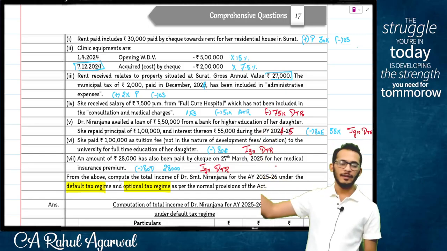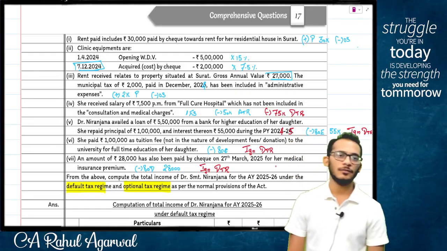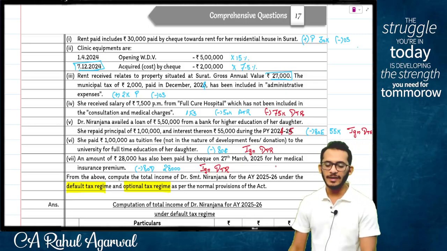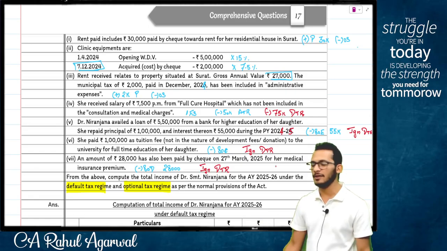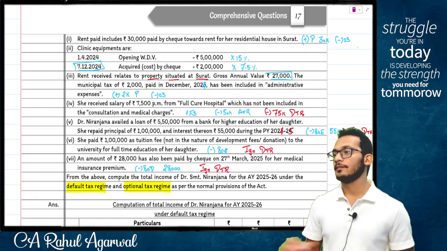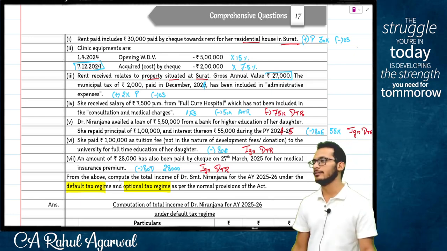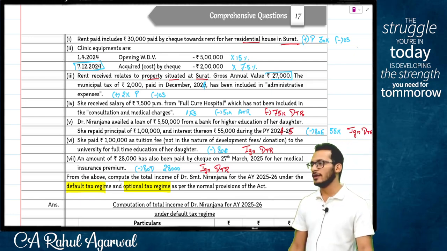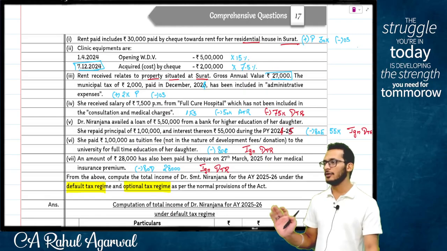Therefore the 27,000 moves to IFOS, the 30,000 also moves to IFOS, the municipal tax also moves to IFOS. The only one thing which you can probably make an assumption to match with ICI, people, is that it says it relates to a property situated at Surat, and here it says residential house in Surat. One can make an assumption both are two different houses. If that is the assumption, then HP will come into picture.